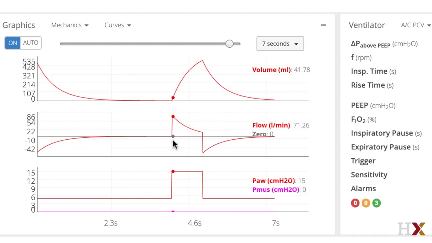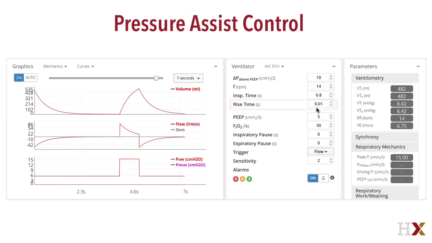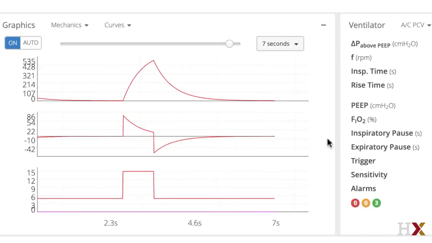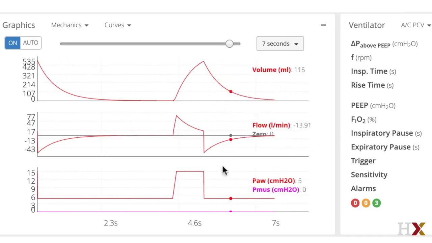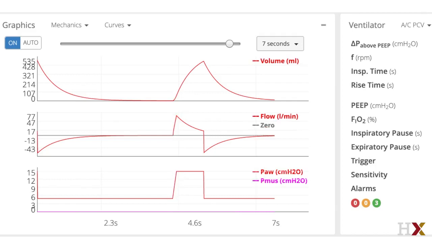The speed at which it reaches the pressure is called the rise time, so it's how fast this flow increases. And right now the rise time is in seconds and it's 0.01, so it's a very rapid increase to the pressure. If we increase this time, let's say to 0.1 second, and let's start the waveforms again, you'll see it's a much more gradual increase to the peak, as you can see here. Sometimes this will eliminate some overshoot that occurs with pressure control and pressure support. For now, let's keep it like this.